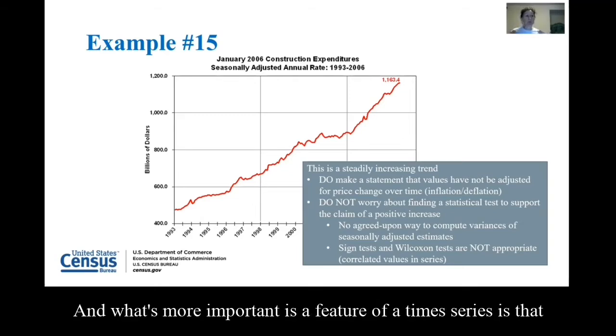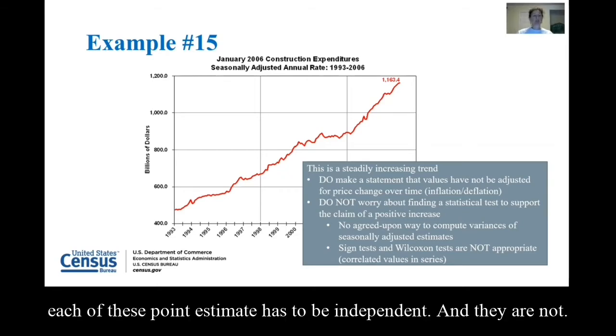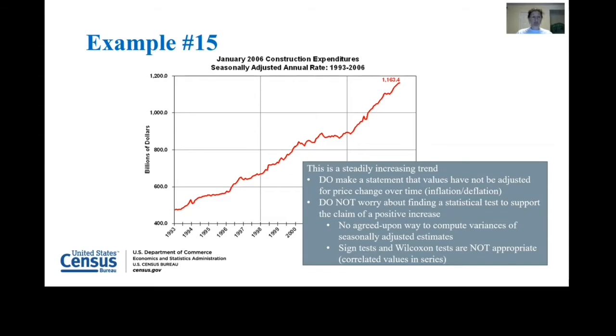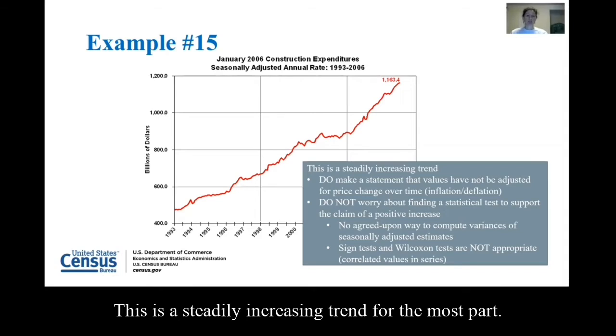And what's more important is a feature of a time series is that you have correlated values in the series. To do any kind of non-parametric test like a sign test or a Wilcoxon test, each of these point estimates has to be independent, and they are not. So not only do you not have to do a test, a sign test or a Wilcoxon test would be inappropriate. You would be wrong. Let it go. This is a steadily increasing trend for the most part.